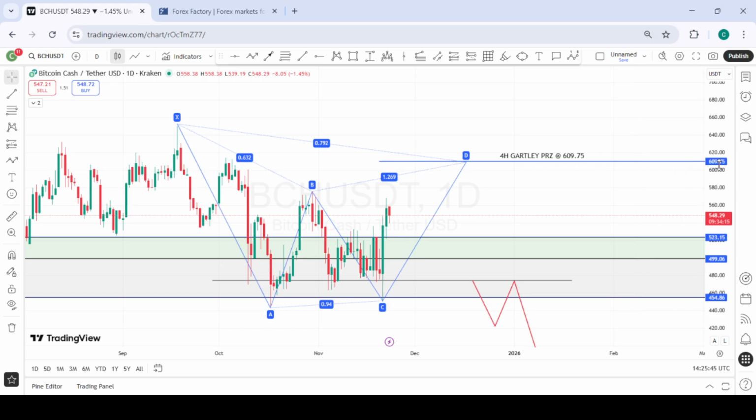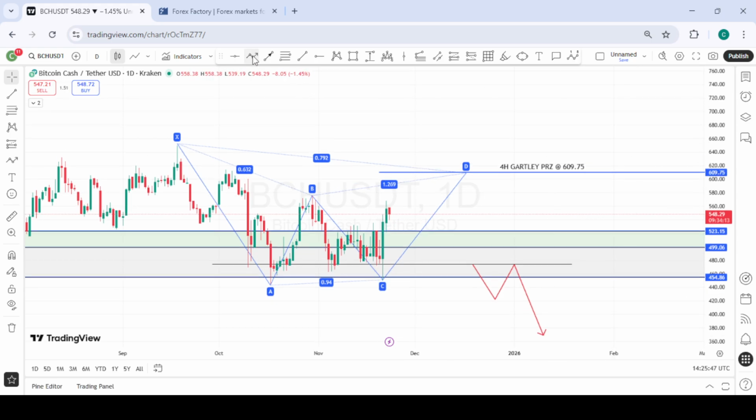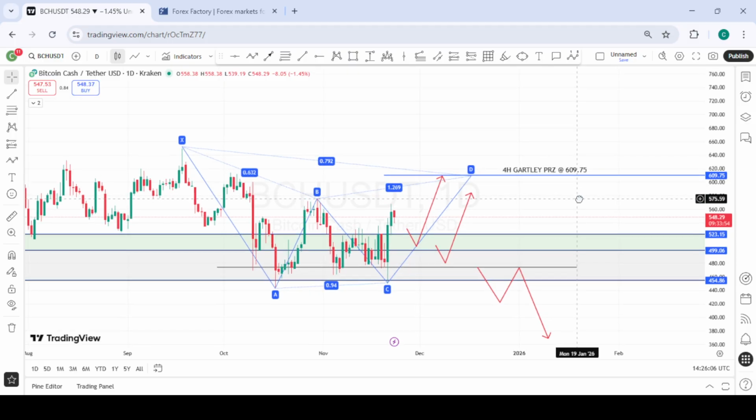So going into next week, we'll be looking forward to a pullback to this very first zone. Look for buying confirmations and continue to the upside to $609 for Bitcoin Cash. And should price pull back a bit deeper into this zone also and give us buying confirmations, we'll still be interested in taking the buys to complete this Gartley pattern.